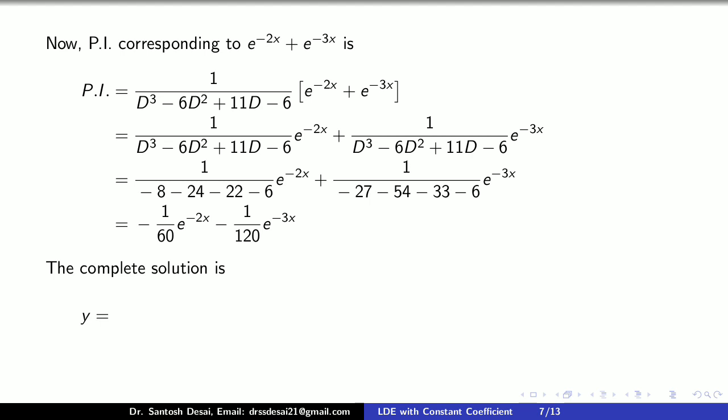So first I write y is equal to CF, that is C1 e raised to x plus C2 e raised to 2x plus C3 e raised to 3x, and then you just add the PI. So PI is minus 1 by 60 e raised to minus 2x minus 1 upon 120 e raised to minus 3x. So this is the complete solution of the given equation.